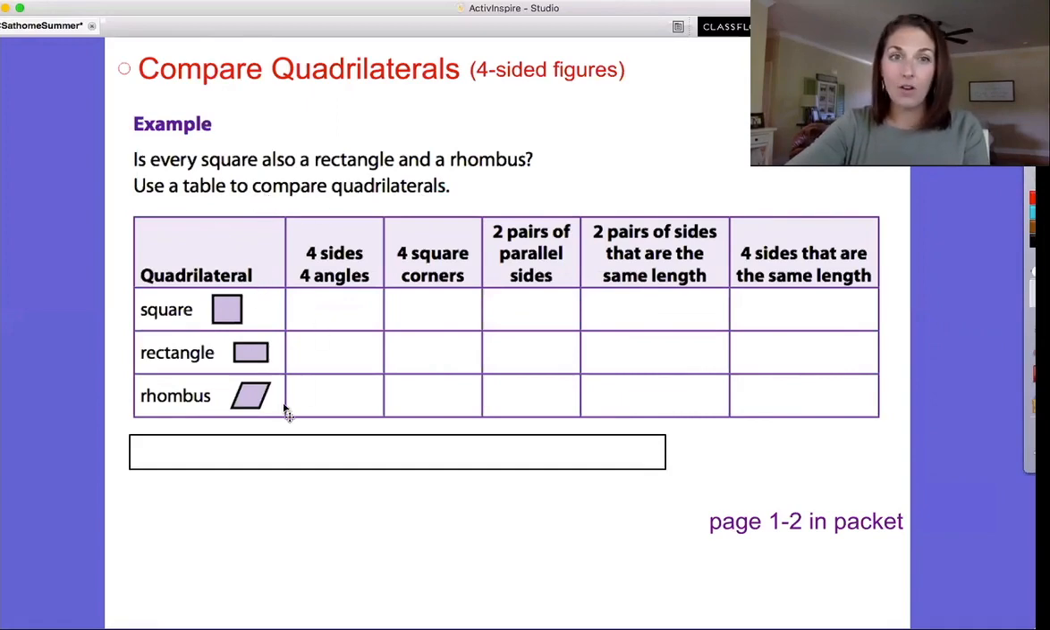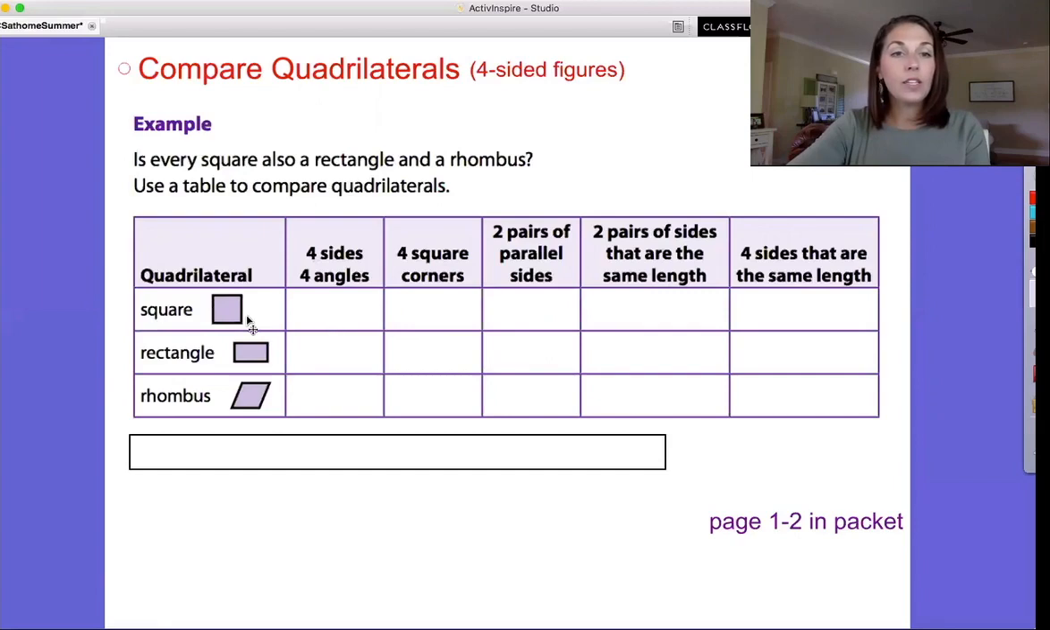This can be found in your packet, and the first 2 pages of your packet is what will correlate with this slide today. So we have a square, a rectangle, and a rhombus. So we're going to complete this chart together. I'm going to decide if these descriptions match each of these shapes.